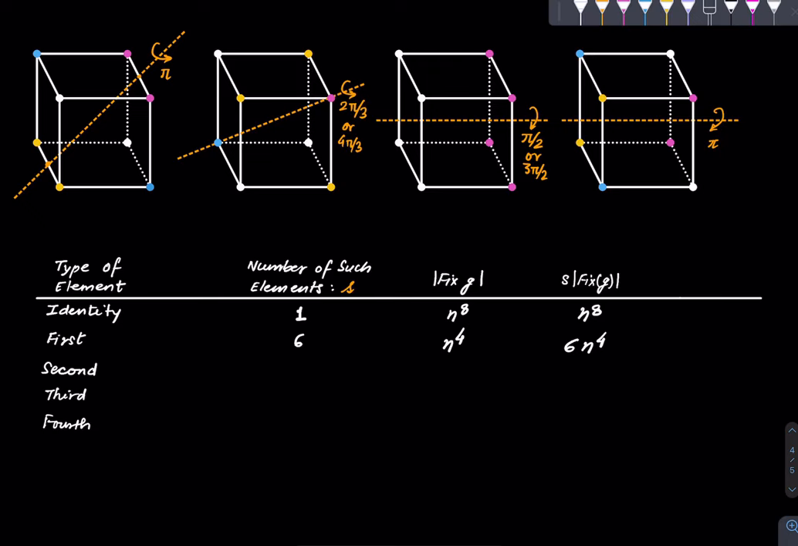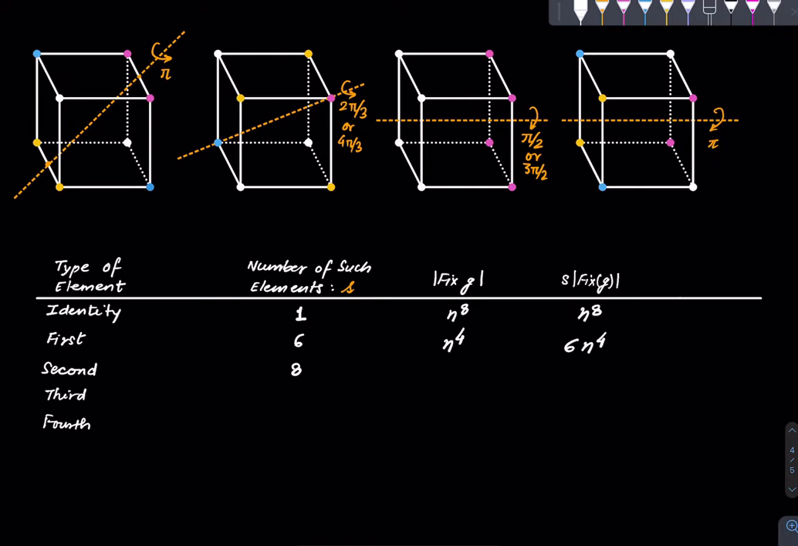So there are 8 vertices in the cube, and any such axis is obtained by joining two opposite vertices. So there are 4 rotations of the type where you rotate by 120 degrees and 4 of the type where you rotate by 240 degrees. So there are a total of 8 such things. I hope I'm not making a mistake. So 4 plus 4 is 8, yes, correct.